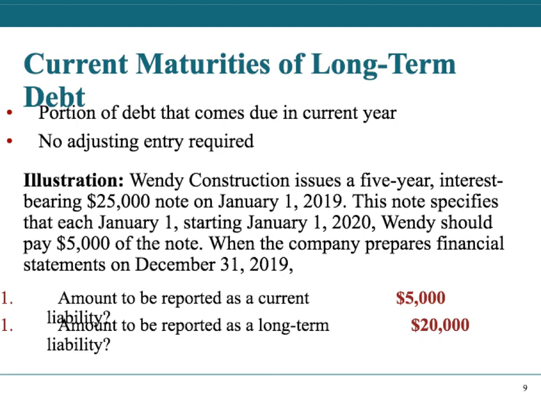So we borrowed in 2019. Financial statements are for 2019, and we look at how much will be paid within the next year. On January 1st, 2020, there will be one payment of $5,000. That's why it's considered to be current. Again, current maturities of long-term debt, and the rest will be long-term.